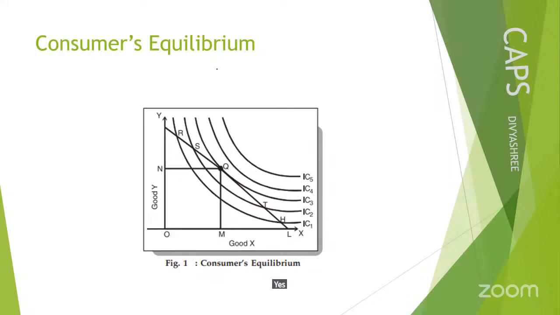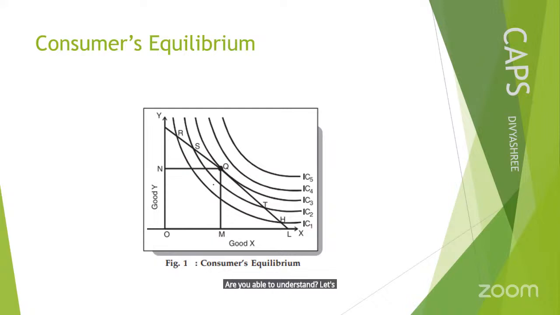Yes. R, S, Q, T, H are all on the same budget line. It means that they cost the same, but it doesn't say that they give the same level of satisfaction. R and H are on IC1. It means that the level of satisfaction is lower. S and T are better than R and H but lower than Q. Q, being on IC3, among the bundles given gives the highest satisfaction, but the cost is the same. Are you able to understand?